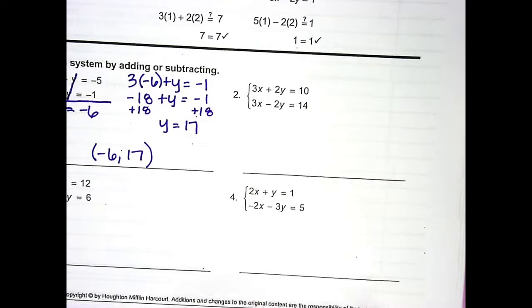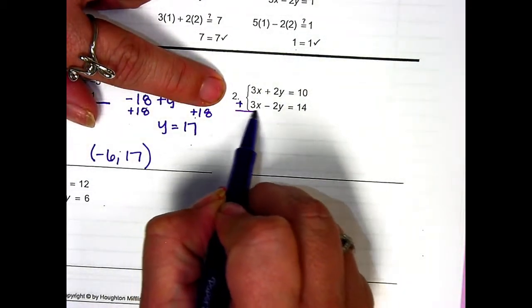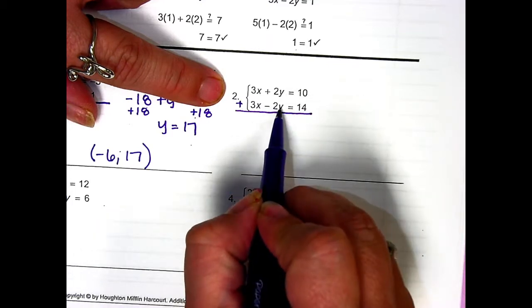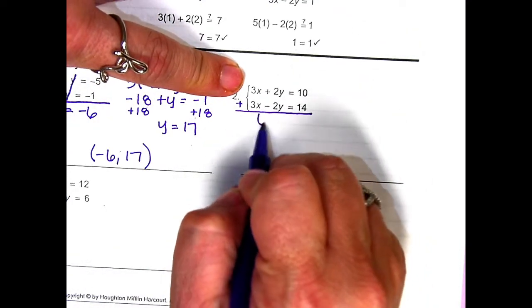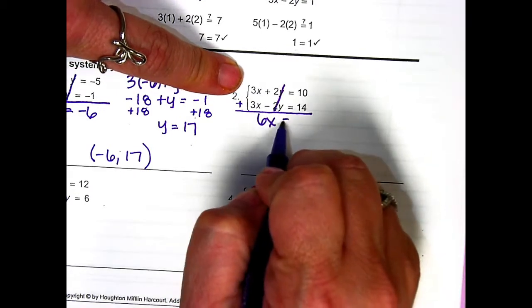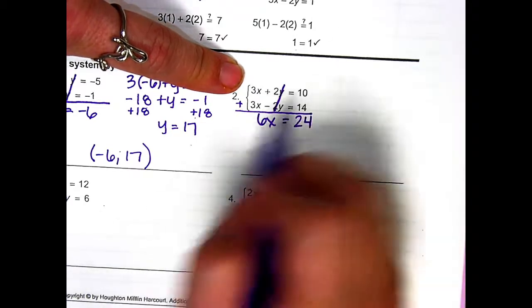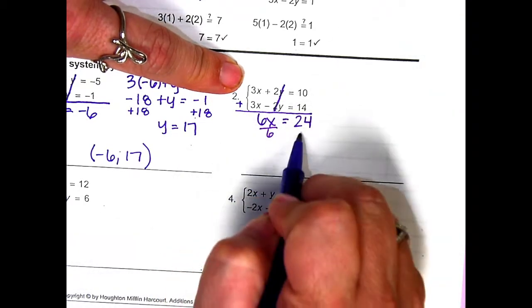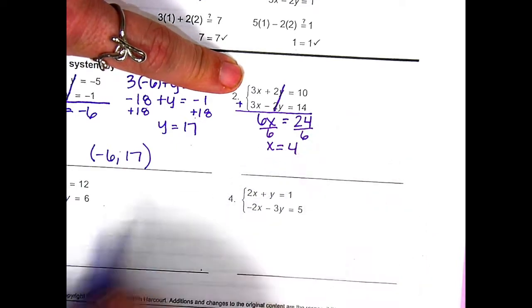For example 2, if I add these together, my 2y and negative 2y can cancel. So 3x plus 3x is 6x. The y values cancel, and 10 plus 14 is 24. So in this example, I still need to divide by 6, and x equals 4.